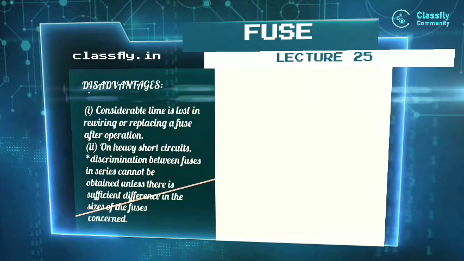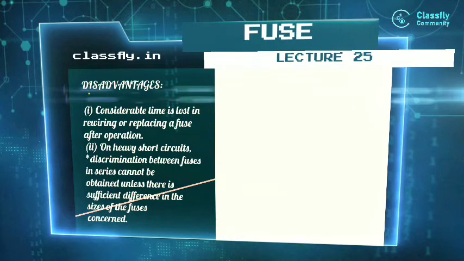We know that in series connection all are in a line, so if there are fuses of the same size, then it will be very tough for us to discriminate between the fuses. So it will be better in heavy short circuits if the fuses are of different sizes. So this is one of the disadvantages.